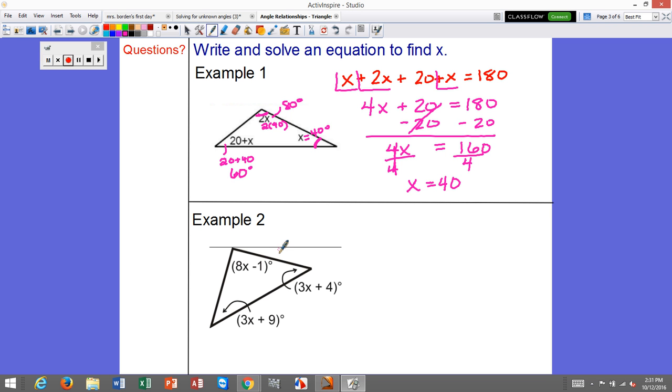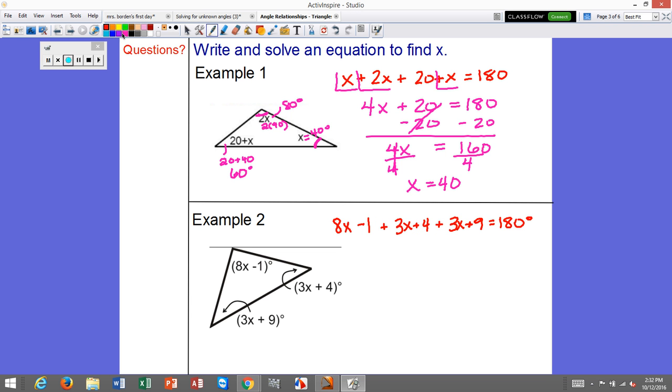Okay, let's try example number 2 with a little bit harder expressions. So again, we know that all three angles inside a triangle equal 180. So we're going to create an equation, and we're going to set all three of these expressions up added together. So 8x minus 1 plus 3x plus 4 plus 3x plus 9 equals 180 degrees. Notice I did not put the parentheses around each expression. I'm adding all three expressions together, so I don't need the parentheses anymore to group my expression.